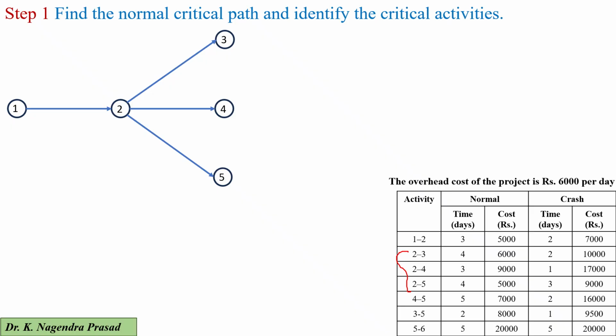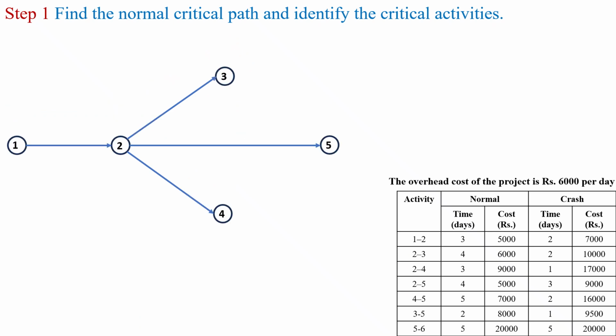Next we have to draw 4 to 5 and 3 to 5. If you draw the activities 4 to 5 and 3 to 5, it is very difficult to draw like this. Then I have to modify the activities 2 to 3, 2 to 4 and 2 to 5 like this. Next we draw the activity 4 to 5, then activity 3 to 5, and next activity 5 to 6.